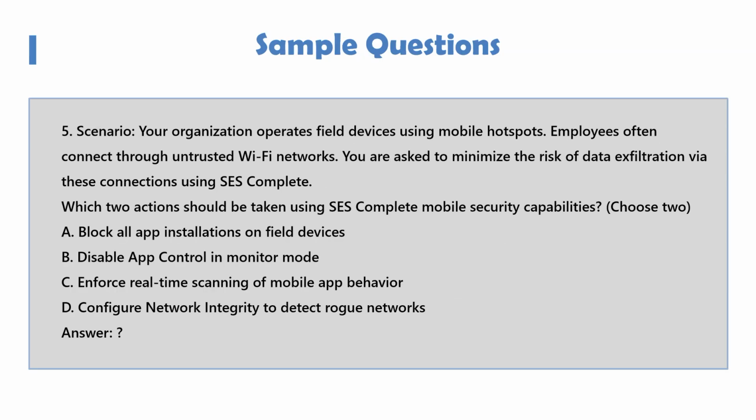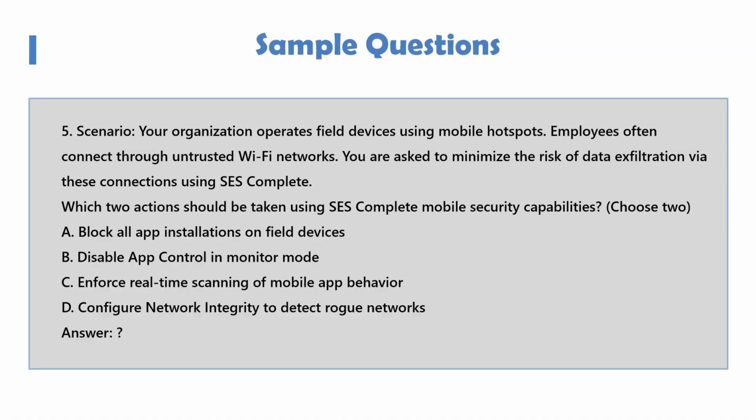5. Scenario. Your organization operates field devices using mobile hotspots. Employees often connect through untrusted Wi-Fi networks. You are asked to minimize the risk of data exfiltration via these connections using SES Complete. Which 2 actions should be taken using SES Complete mobile security capabilities?